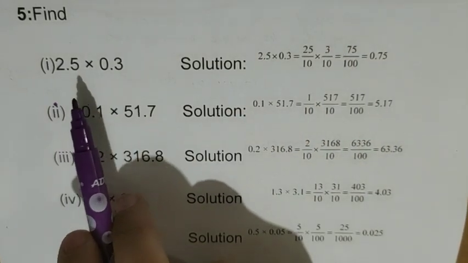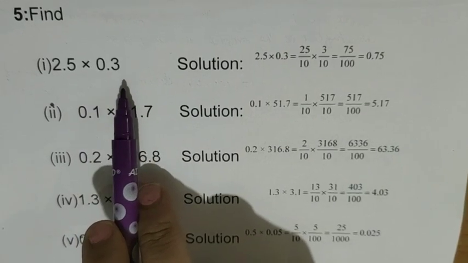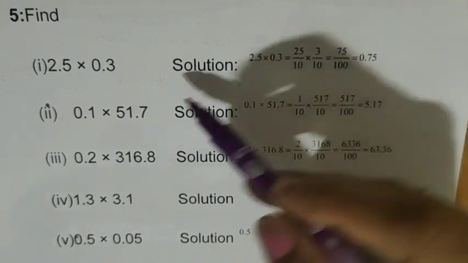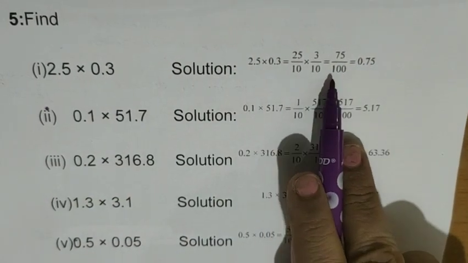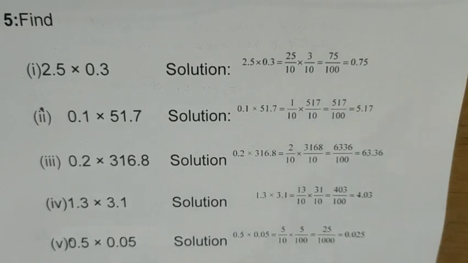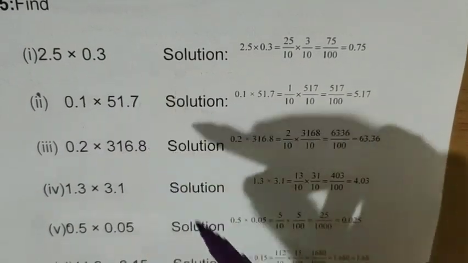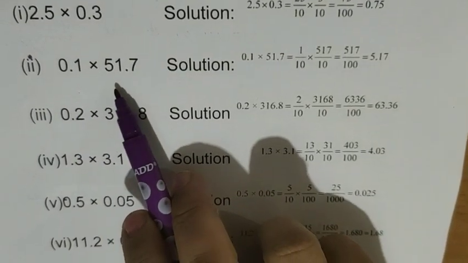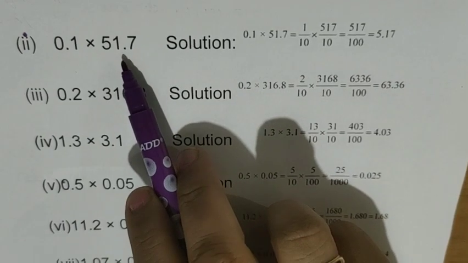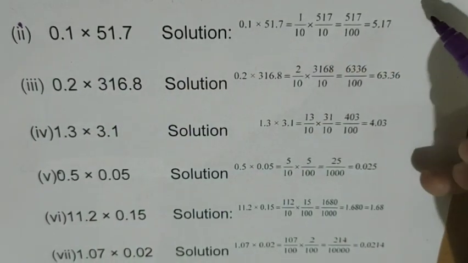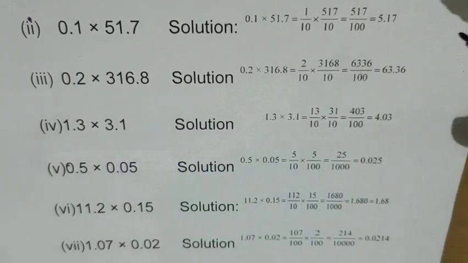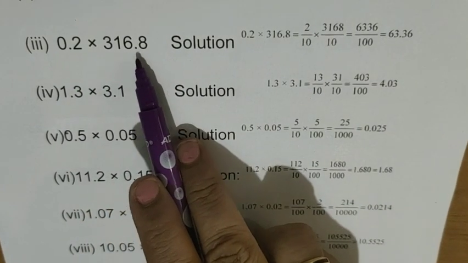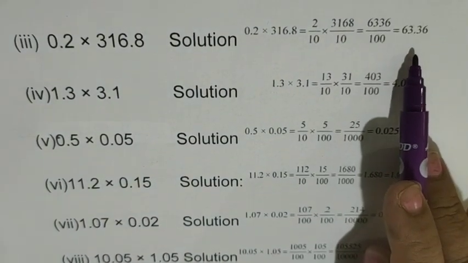Next question, the last question from this exercise, 2.5 into 0.3. We are not considering the decimals first, so 25 into 3. The decimal parts are 10 and 10, so 10 into 10 is 100, so 75 by 100, 0.75. So 25 into 3 we multiply, then count the decimals and put the point. 0.1 into 51.7, that means 517 to be multiplied with 1. Now how many decimals to be put? 2, so 5.17. Similarly, 0.2 into 316.8, you will get 63.36.